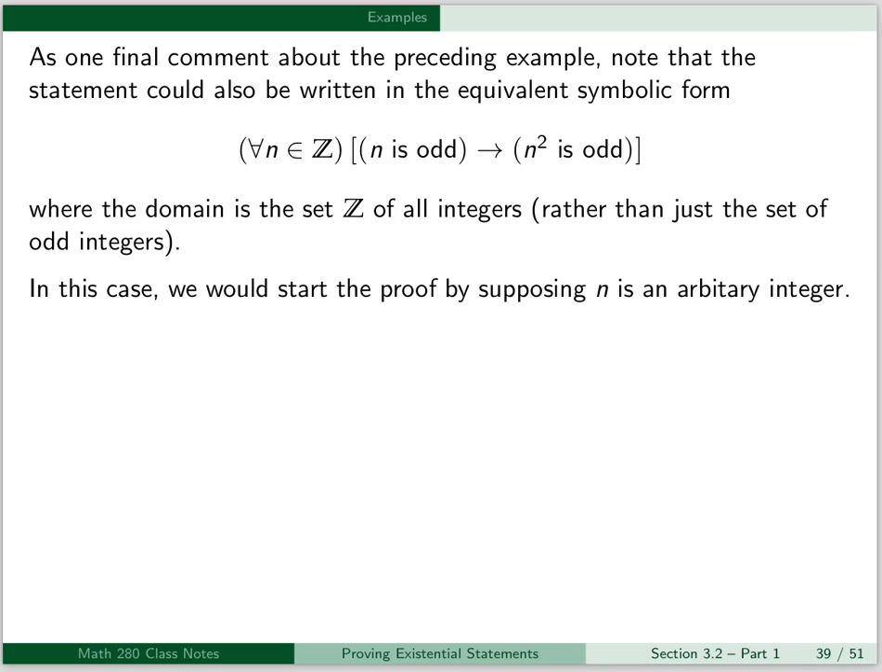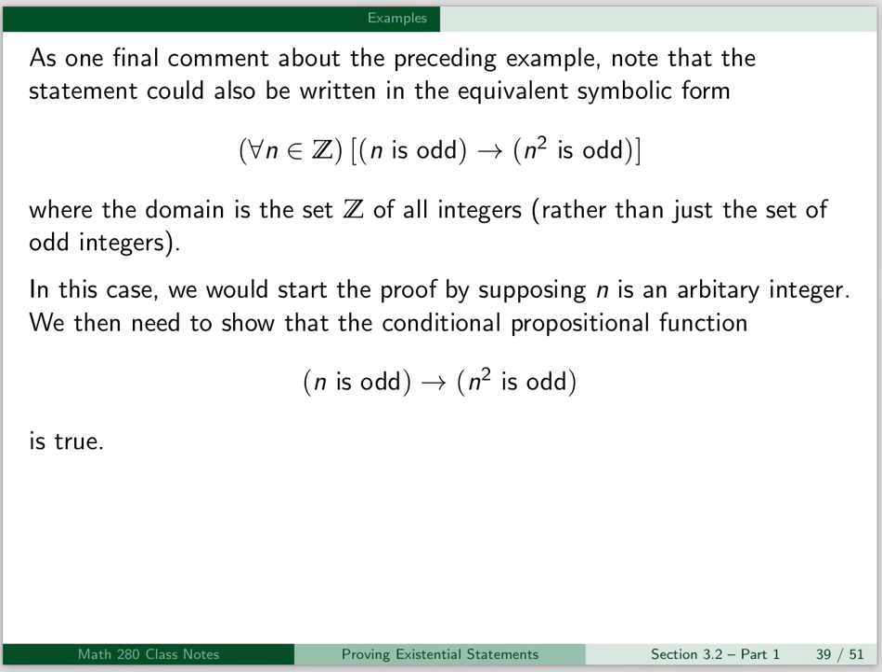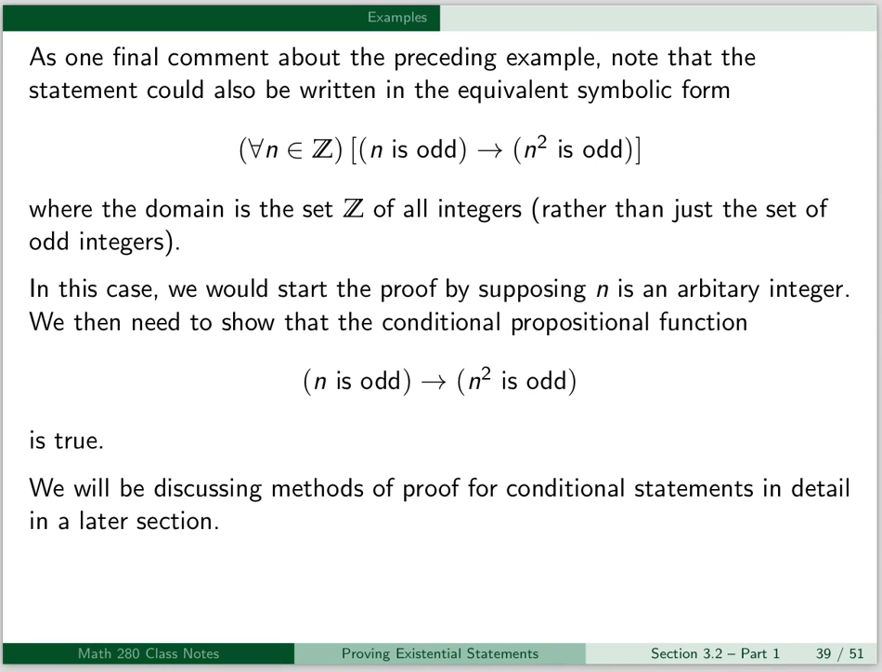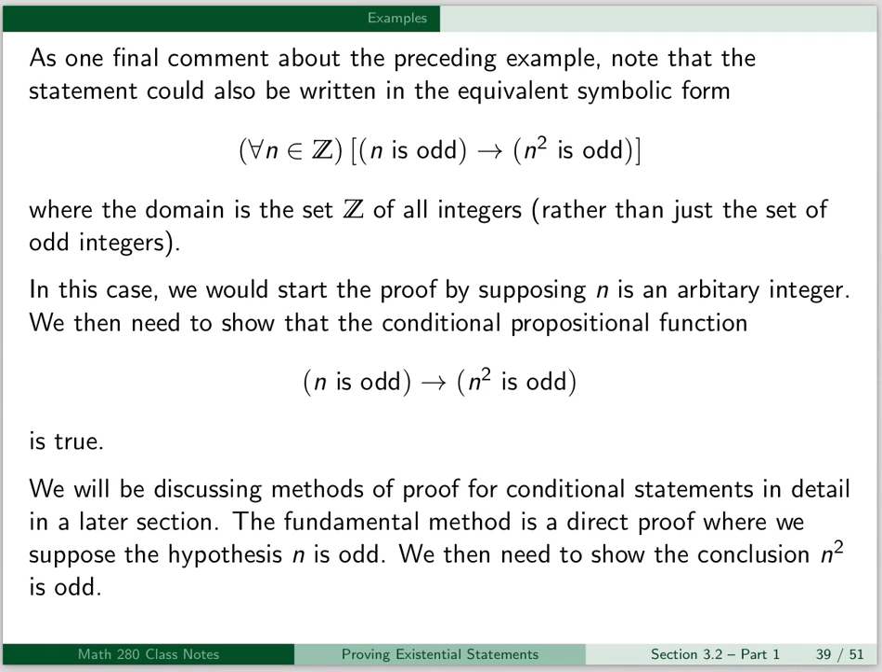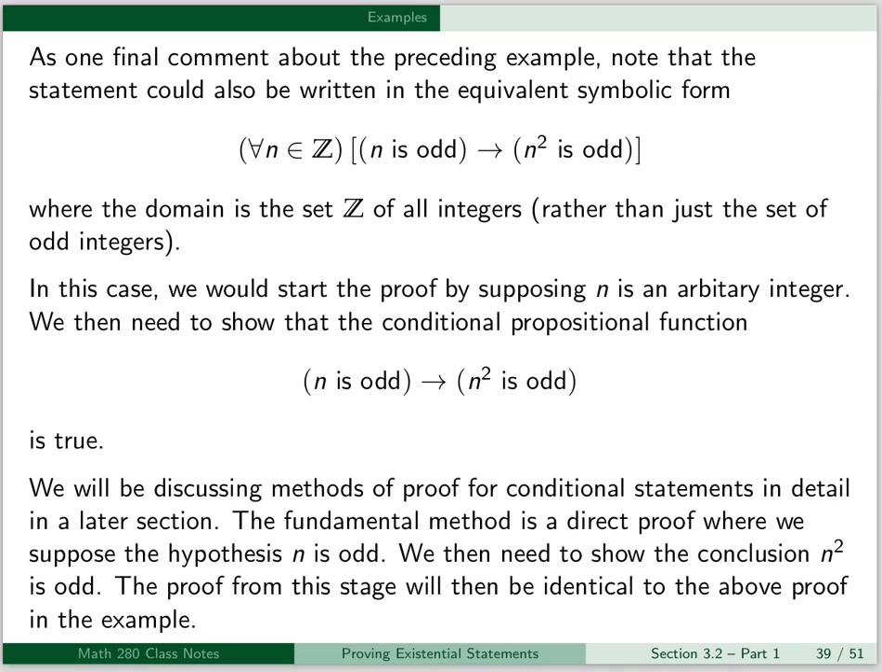In this case, we would start the proof by supposing n is an arbitrary integer. We then need to show that the conditional propositional function "n is odd implies n squared is odd" is true. We'll be discussing methods of proof for conditional statements in detail in a later section. The fundamental method is a direct proof, where we suppose the hypothesis n is odd. We then need to show the conclusion n squared is odd. The proof from this stage will then be identical to the above proof in the example.